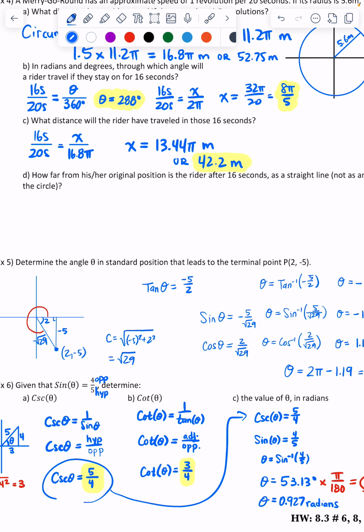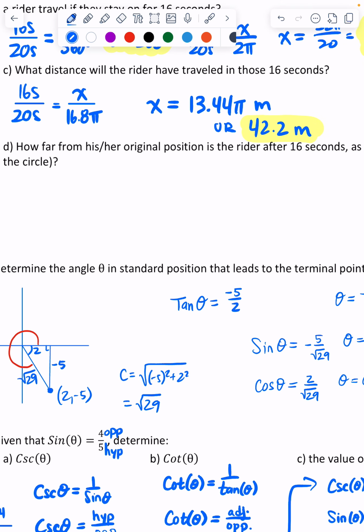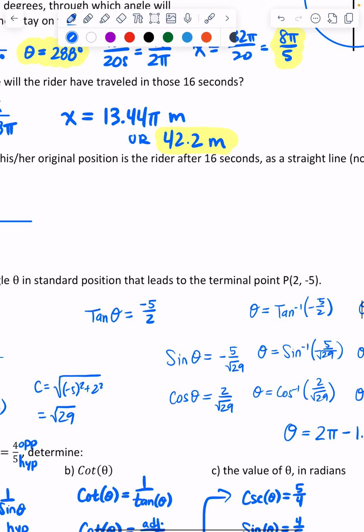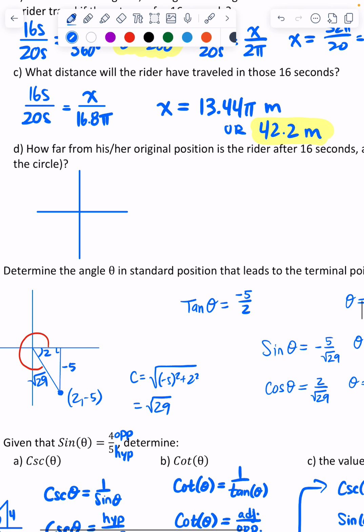Okay, and then the last one here, I think some of you are not going to like this very much, but we got to really dial this back to grade 11 trig. This last question says, how far from his or her original position is the rider after 16 seconds? As a straight line, not as an arc of the circle.